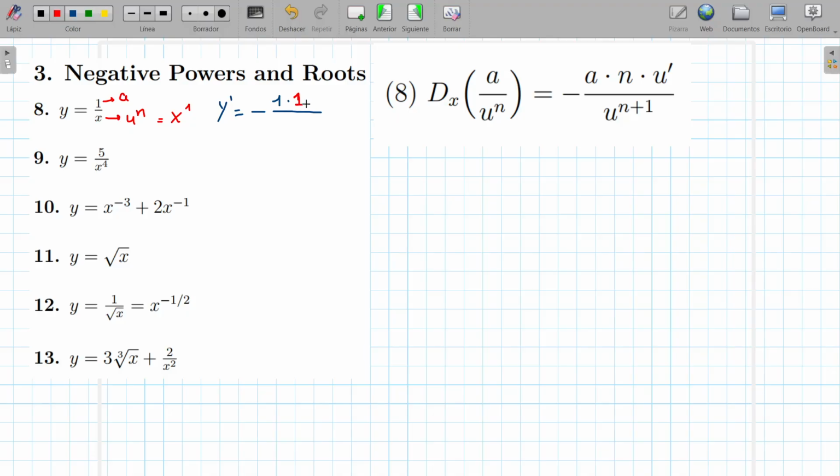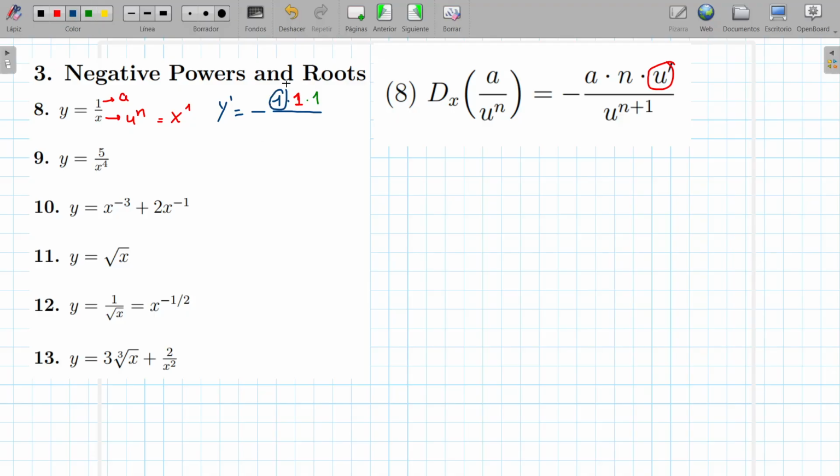Sorry. And then we had u prime. In this case, x is the same as u. So if I want to do the derivative, again, the derivative of x is just 1. So here we have three different ones, but they come from different places.